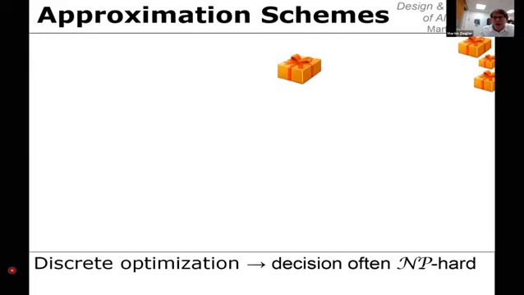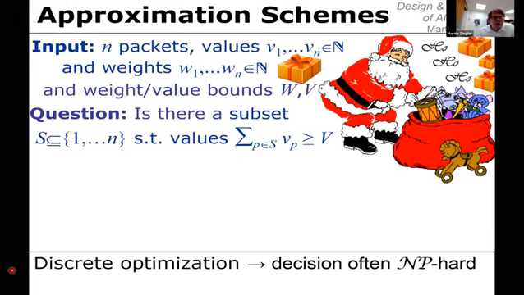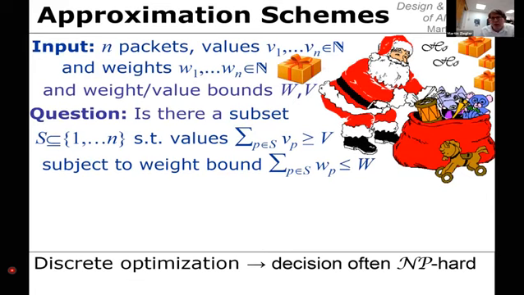So to remind you, a knapsack problem can be considered as a decision problem where we're given bounds on both the values and the weights. The lower bound for the value must be at least this, and the upper bound for the weight must be at most that. And the decision problem answers whether these combined constraints are feasible or not, whether there exists a subset of the packets that achieves both bounds.